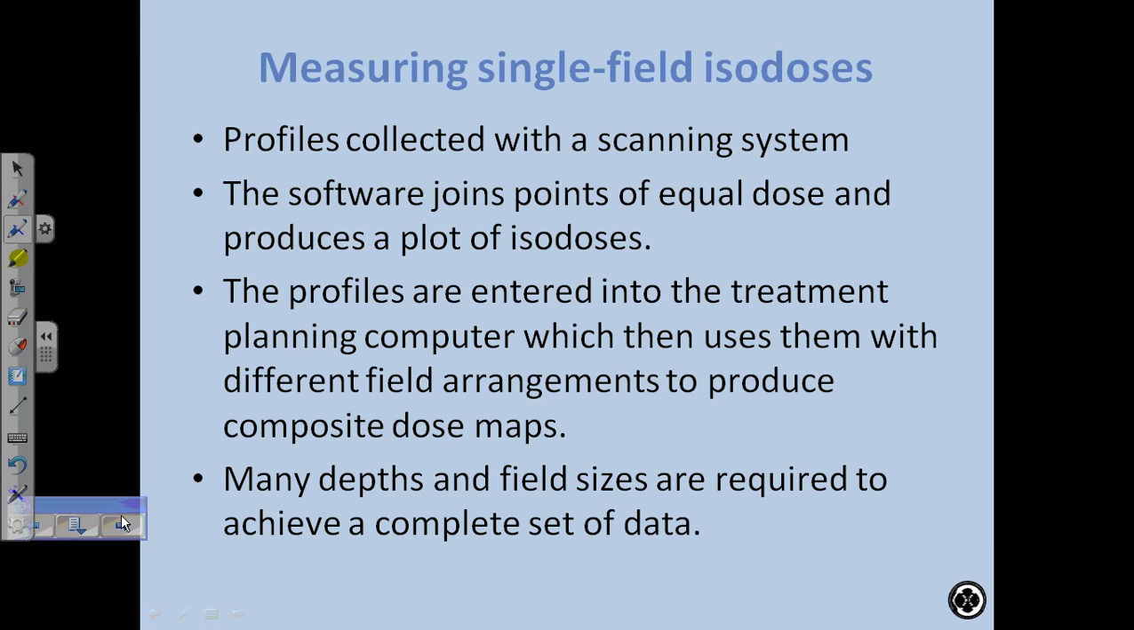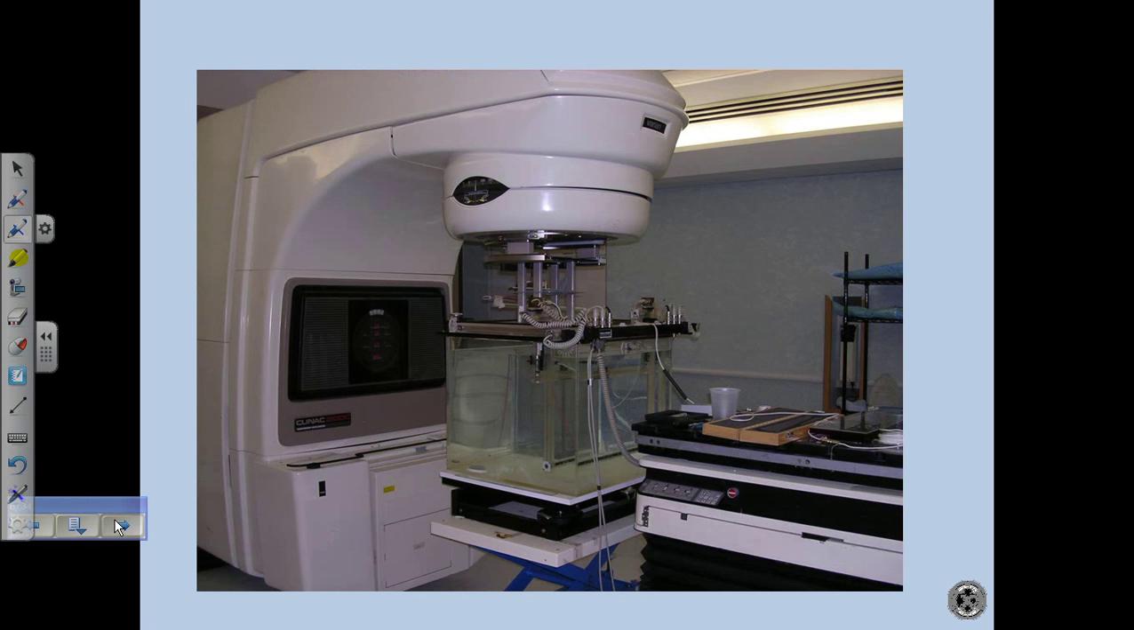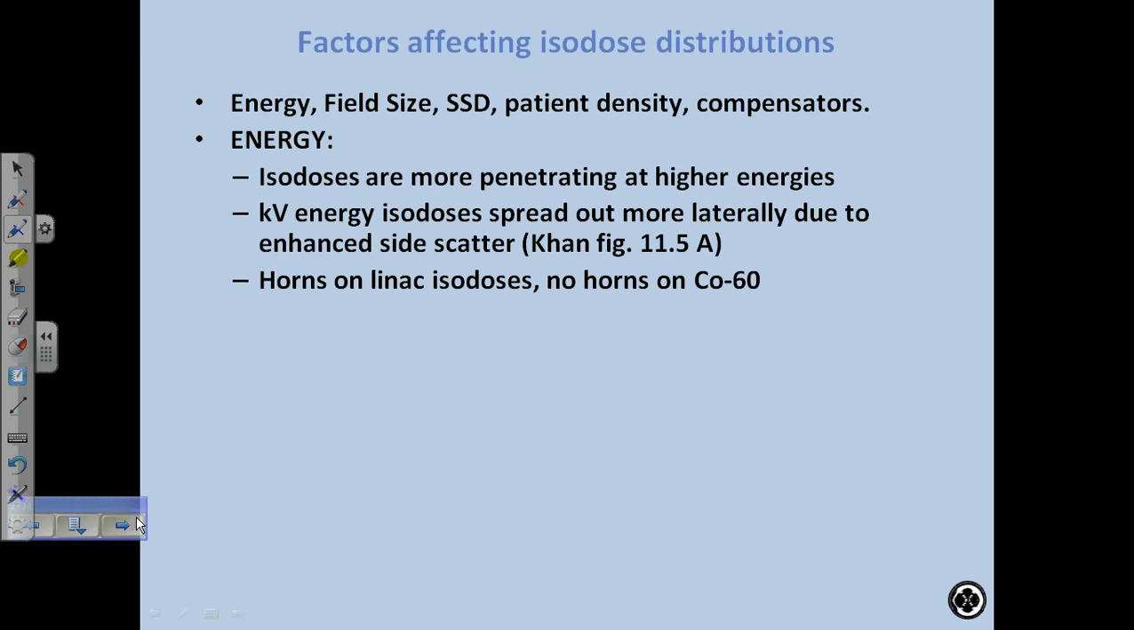So many depths and field sizes are required to achieve a complete set of data. Right, so when we're entering the data into our treatment planning computer, we need to scan many field sizes, and at times different SSDs as well for the different energies. And that's what we use. Okay, so this is an example of a setup where we have the water tank, and then we've got an electron cone there, and we're going to take the profiles with the electron cone. You guys have seen that.